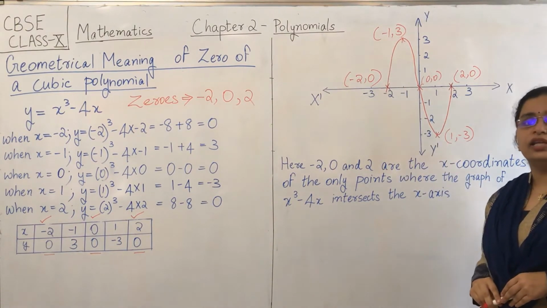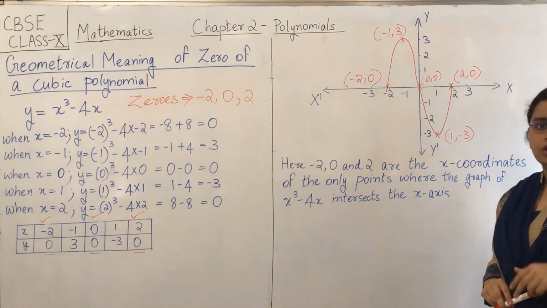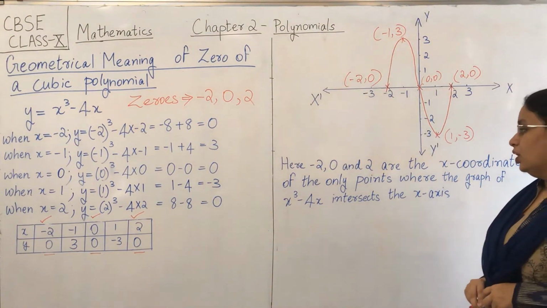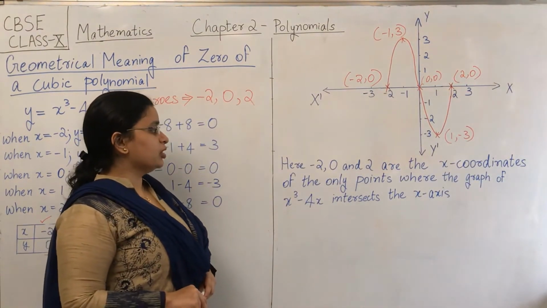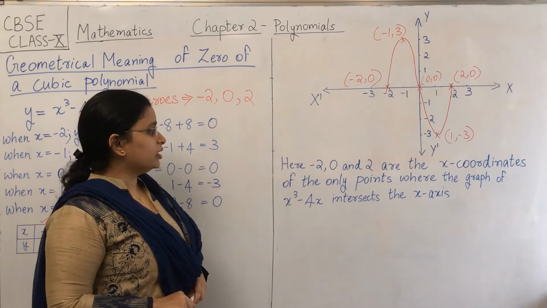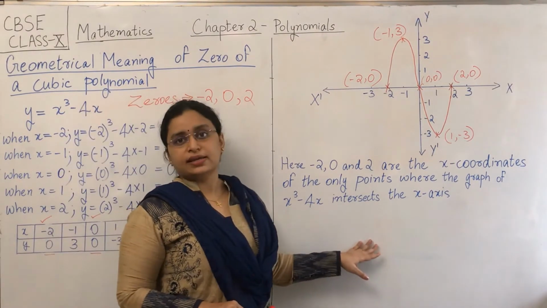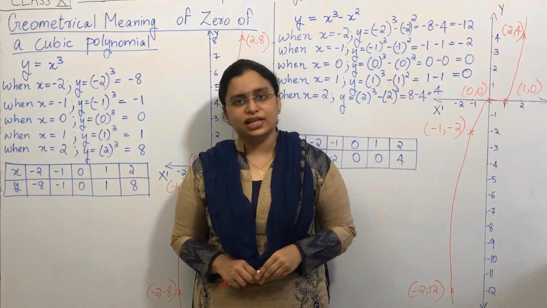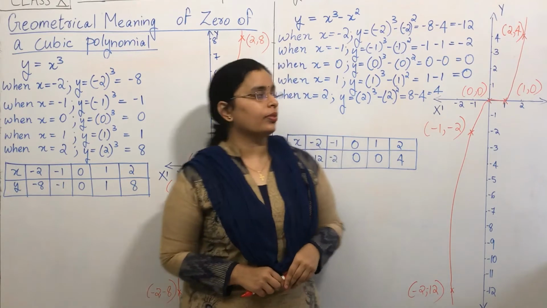In the case of a linear polynomial, only 1 point. In the case of a quadratic polynomial, 2 points, right? Here we can conclude that minus 2, 0 and 2 are the x-coordinates of the only points where the graph of x cube minus 4x intersects the x-axis. This is the geometrical meaning of zeros of a cubic polynomial.